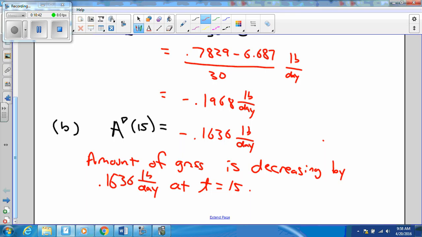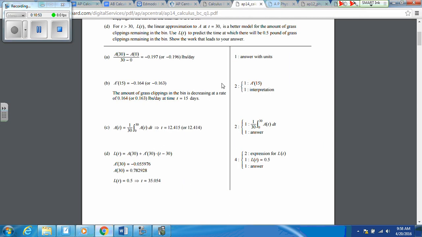What is the point distribution? So the way they did points here was they gave you 1 point for finding the value, and the value could be negative 0.164 or negative 0.163, and then 1 point for the interpretation. The magic words are increasing or decreasing. It uses decomposing, so okay, that would be considered acceptable.